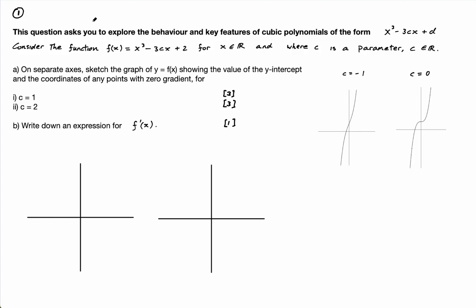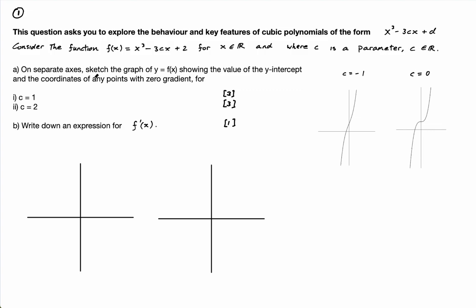So remember, there are 2 questions in paper 3. At the start of each question, they give you an introduction to the question. That's important, and it's in bold. You want to read that. So it says here, this question asks you to explore the behavior and key features of cubic polynomials of the form x cubed minus 3cx plus d. So we're going to be dealing with these polynomials, and it says, now consider this function x cubed minus 3cx plus 2. So d is 2 if you like. c is a parameter and it's a real number.